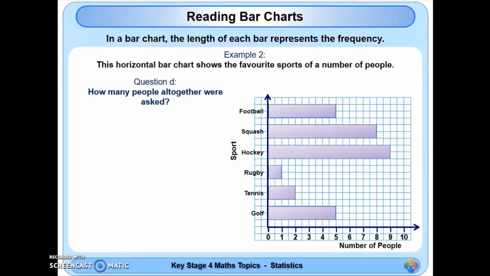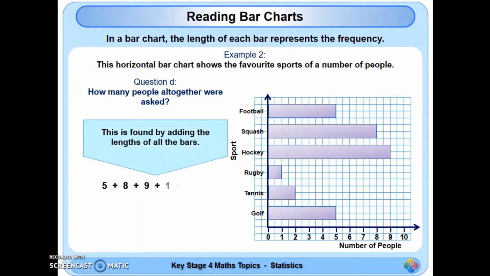Question D, how many people were surveyed altogether? How many people were asked altogether? We look at the length of each bar to find the frequency of each bar, and then we add them all together to get the total amount of people asked. And in this survey, there were 30 people who gave their favourite sports.